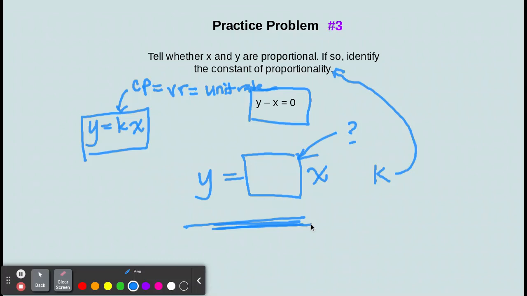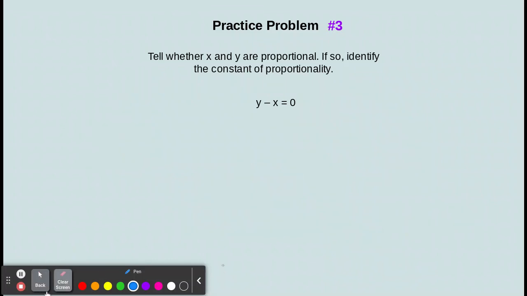If it can go into this form, then yes, it's proportional and your k equals something. And that is the end of 5.5.